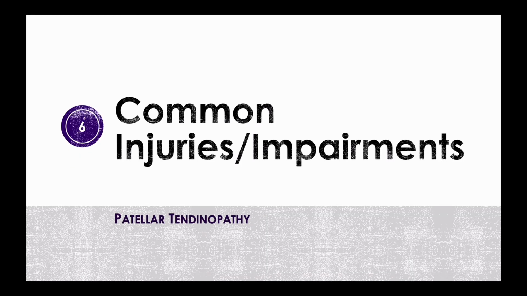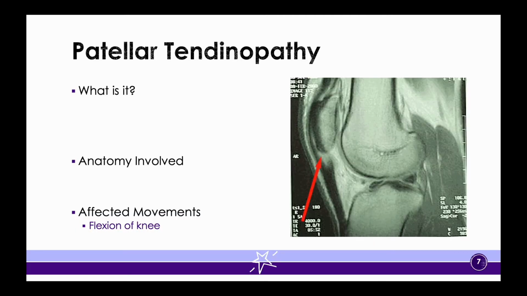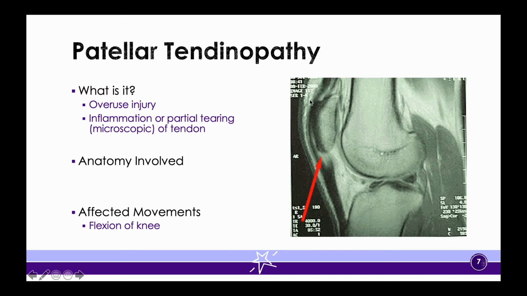So now let's move on to some common injuries and impairments that we can have with the knee. We're going to start off with patellar tendinopathy and just talk a little bit about what it is. It is an overuse injury, and it is inflammation or a partial tearing of the tendon. So of the patellar tendon, patellar ligament, we can start to have some micro tearing that is starting to occur in the area, and that can eventually lead to a lot of pain. So it does involve the patellar tendon and the patellar ligament.